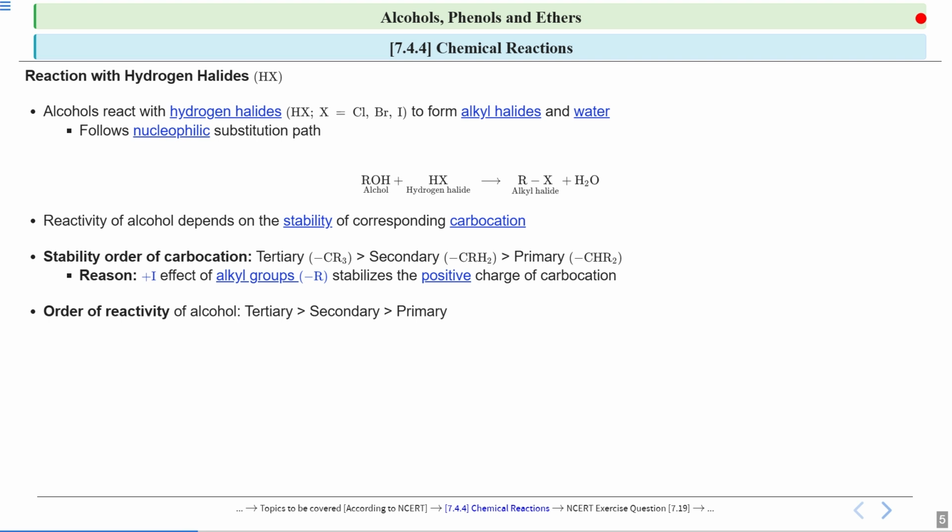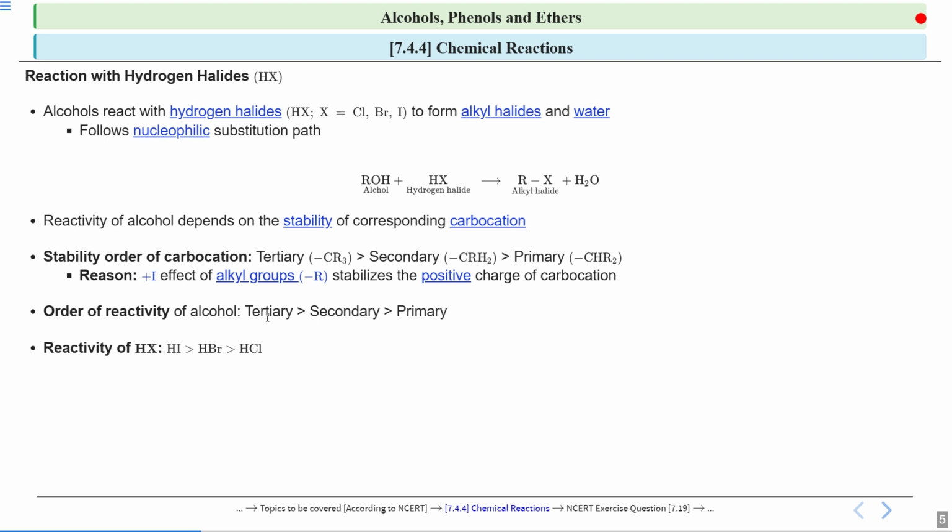So if we talk about the order of reactivity, as I told you, the reactivity of alcohol depends upon the stability of carbocation. So if tertiary carbocation is most stable, then the order of reactivity will be tertiary, then secondary, and at last primary. So tertiary carbocation is more stable, so the tertiary reactivity is most.